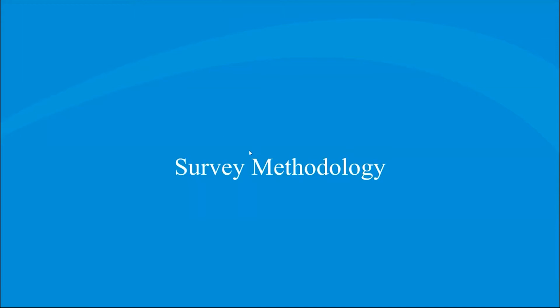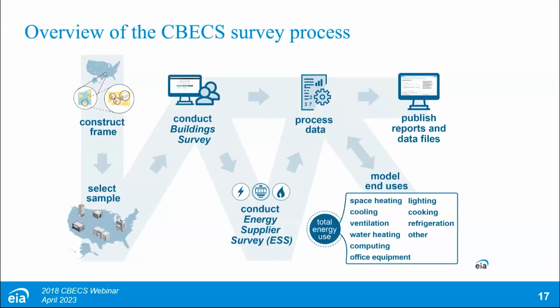So now I'm going to switch gears from the results to how we got there. Here we're going to see a high-level overview of the CBECS process. This is a process that spans about 5 years. Last week, we released some methodology reports on the CBECS website that go along with each of these steps that you see here. We're going to provide you with that link at the end of this webinar.